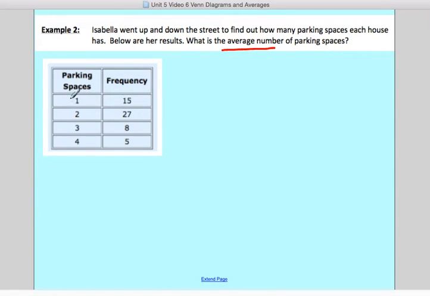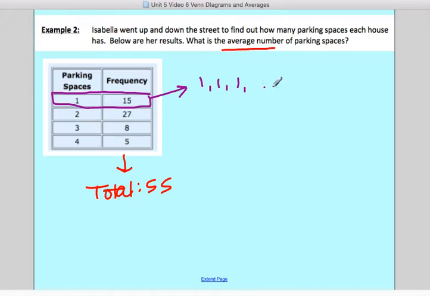Well, the frequency is there was 15 houses with 1 parking space, 27 with 2 parking spaces, 8 with 3, and 5 with 4. Okay, so how many total houses? I would add up my frequency. So the total number of houses that were checked was 55. Okay. Then to find the average, we have to add up all the number of parking spaces. So what this piece of data here means is there was 15 houses with 1 parking space. So 1, 1, 1, and you would have to list out 1 15 times. To find an average, remember you add them all up and divide by the total number of numbers.